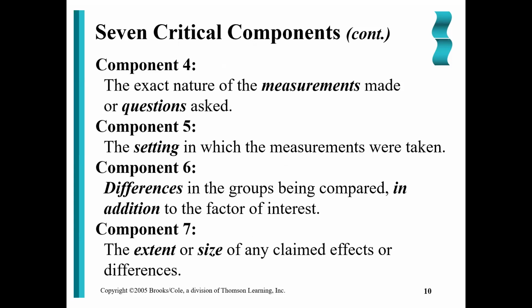Component four is the exact nature of the measurements made or the questions asked. Okay, so if it was a physical measurement like height, that's pretty straightforward, right? Somebody's height or somebody's weight. But how about survey questions? How did the researcher come up with the phrasing of those questions?